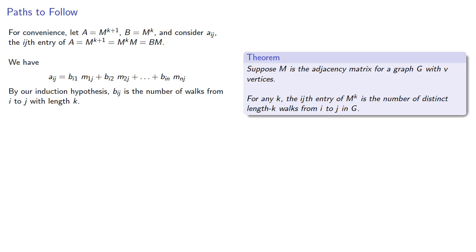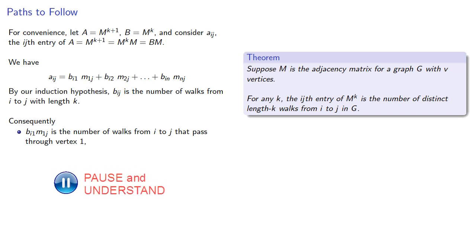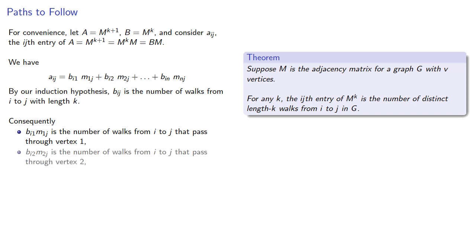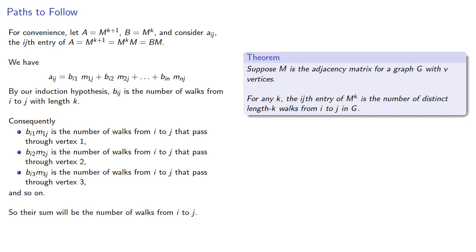0 otherwise. So we can view this first addend as the number of walks from i to j that pass through vertex 1. Likewise, this second addend will be the number of walks from i to j that pass through vertex 2, and then the number of walks from i to j that pass through vertex 3, and so on. And so when we add them all together, their sum will be the number of walks from i to j, regardless of which vertex they pass through, and that proves our theorem.